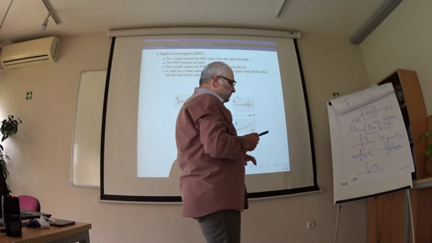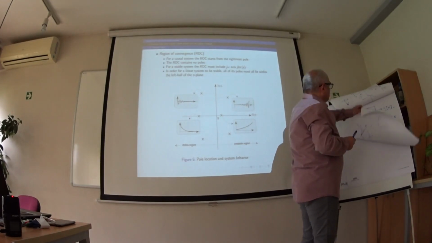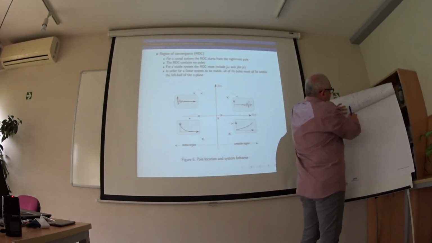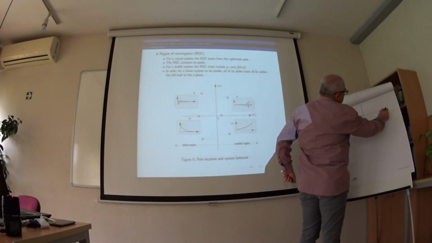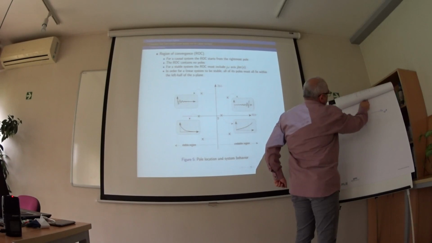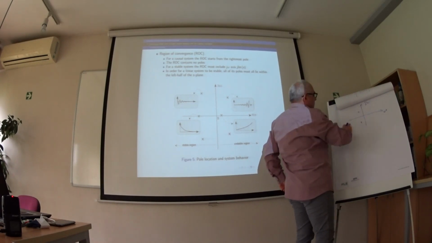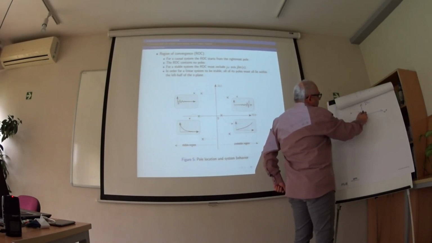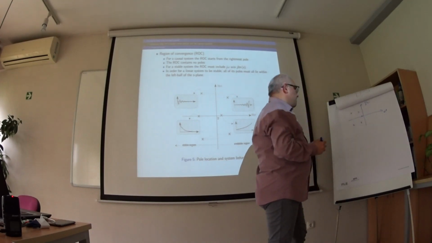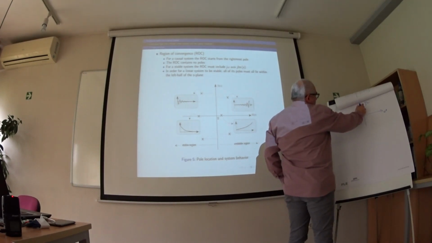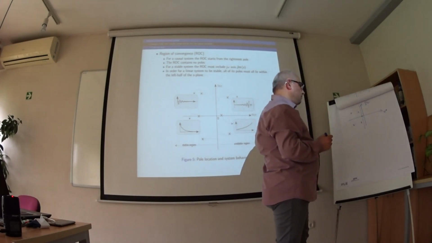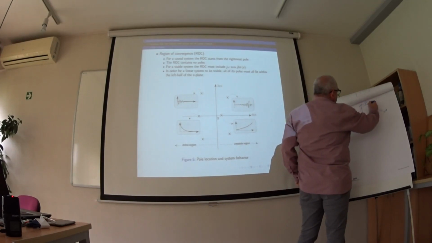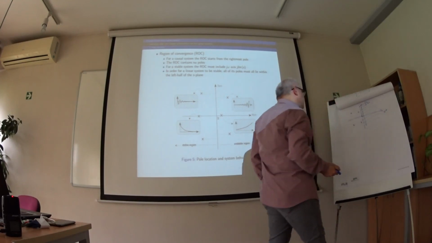If we have a system, this is our complex plane, sigma and j omega. We have many poles. The region of convergence starts from the rightmost pole, and it is here.